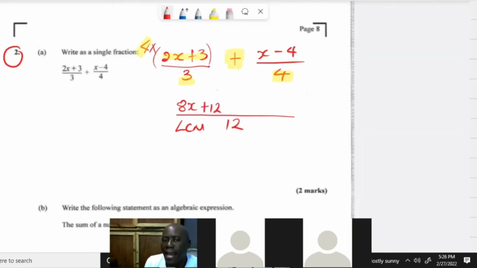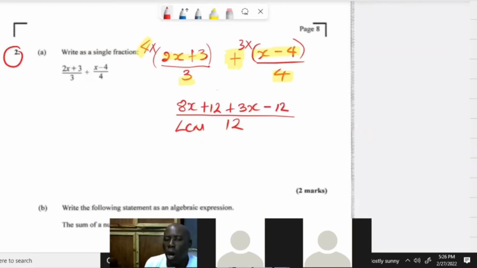Then we're over this side. This 4 will divide into the 12. And 4 into 12, everybody will say 3. That number 3 will be used to multiply by everything that is on top, meaning it's going to go with the x and the -4. 3 times x will give you positive 3x. 3 times -4 will give you -12.